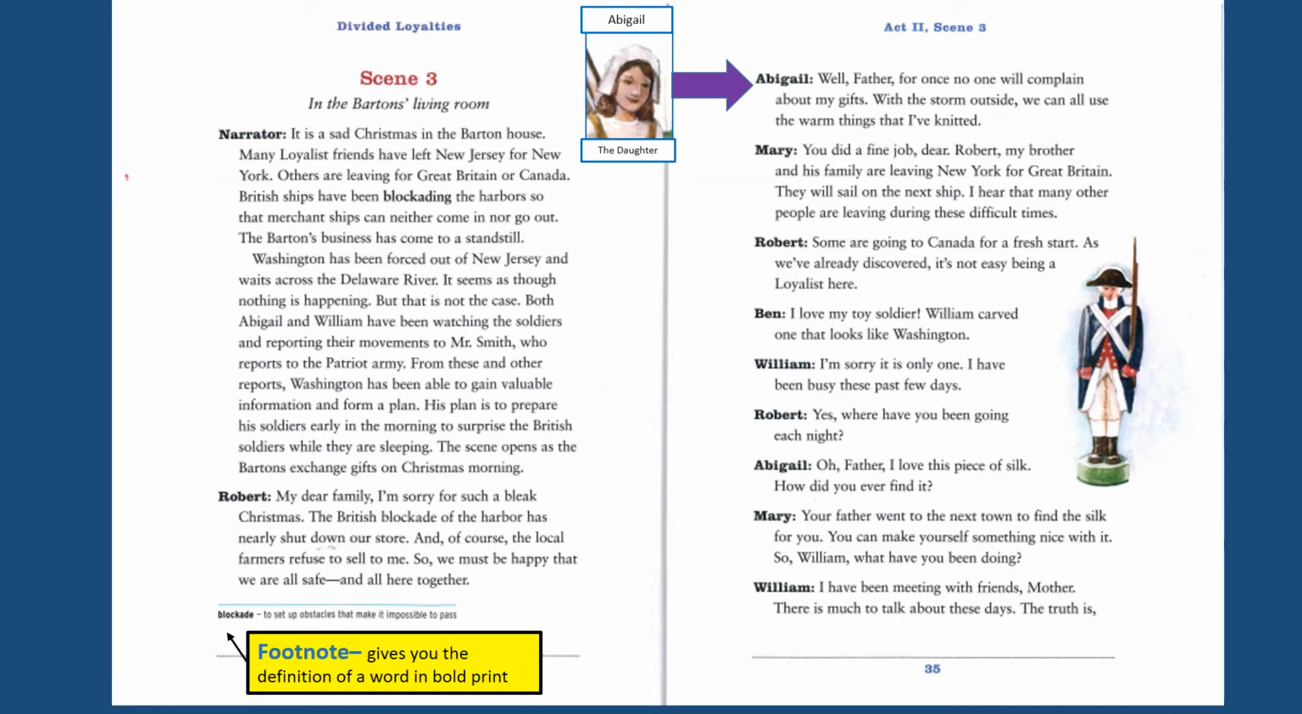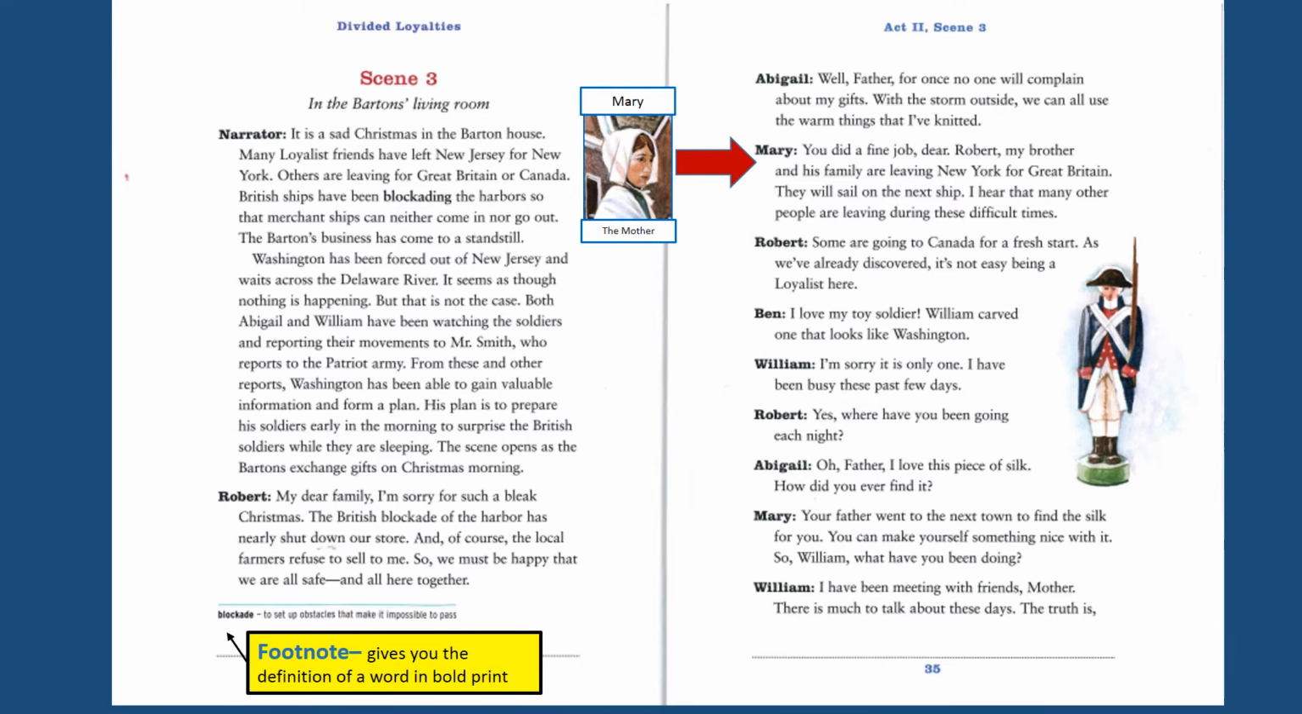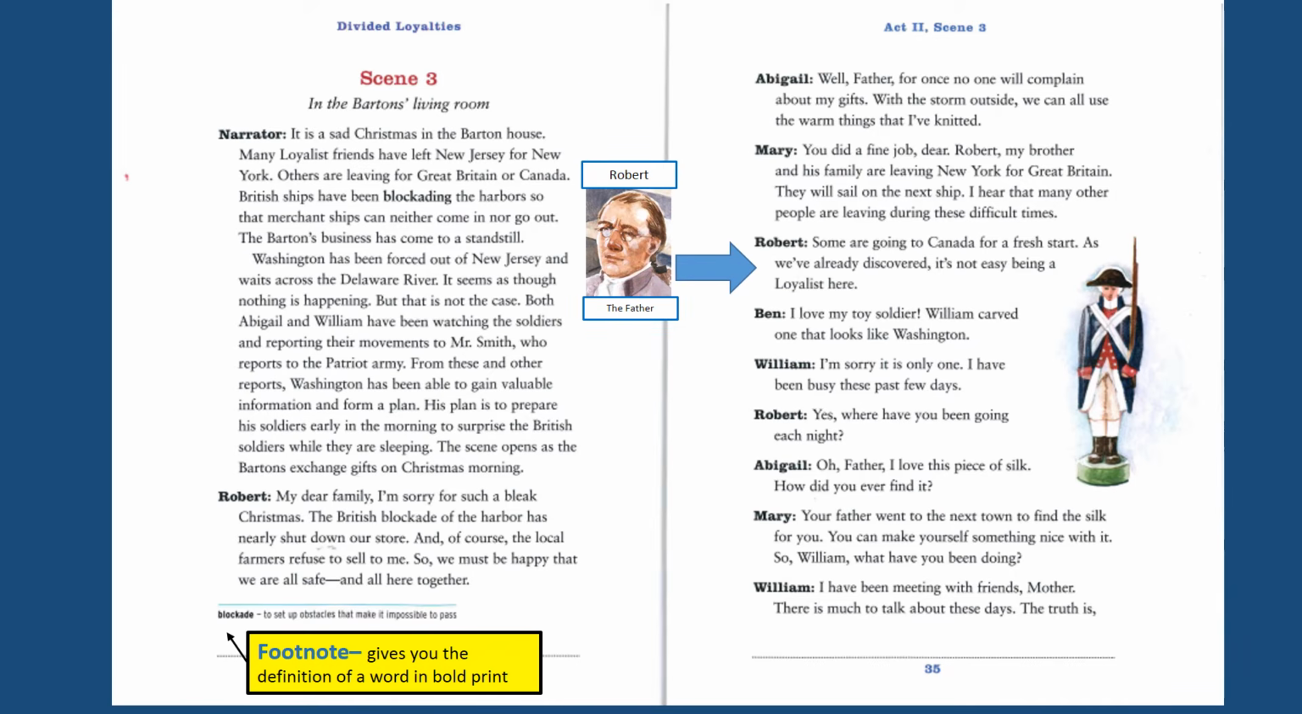Well, Father, for once no one will complain about my gifts. With the storm outside, we can all use the warm things that I've knitted. You did a fine job, dear. Robert, my brother, and his family are leaving New York for Great Britain. They will sail on the next ship. I hear that many other people are leaving during these difficult times. Some are going to Canada for a fresh start. As we've already discovered, it's not easy being a Loyalist here.